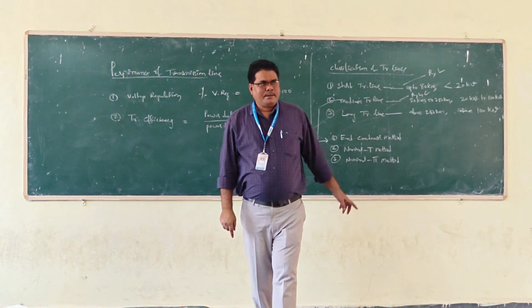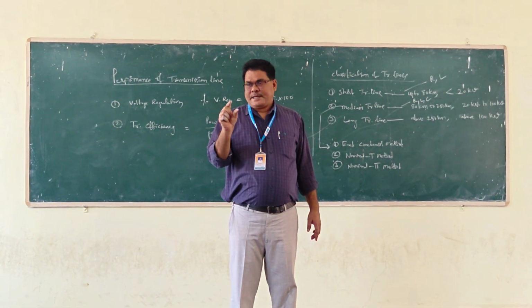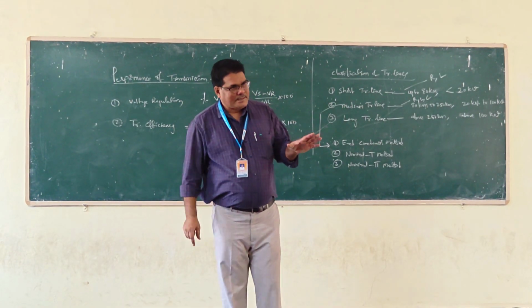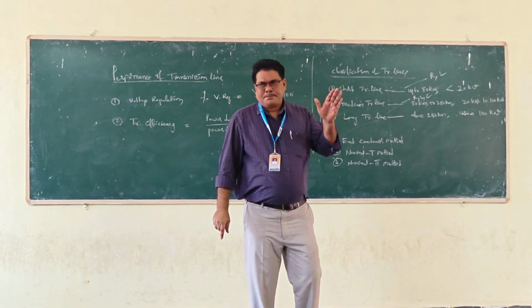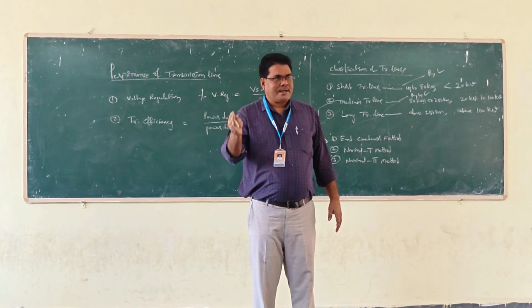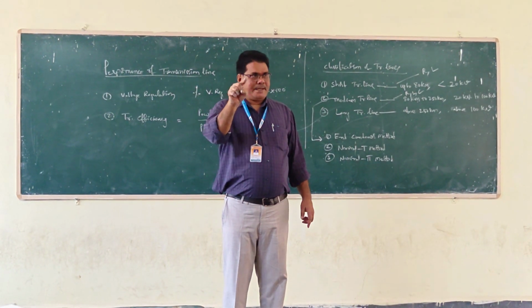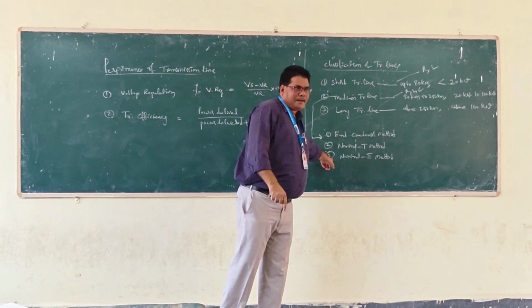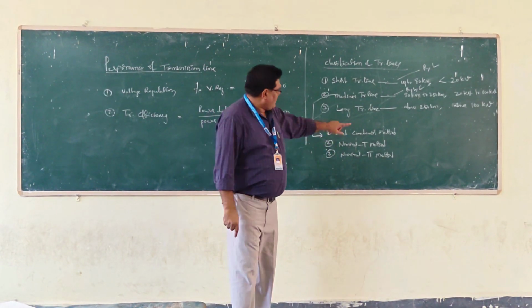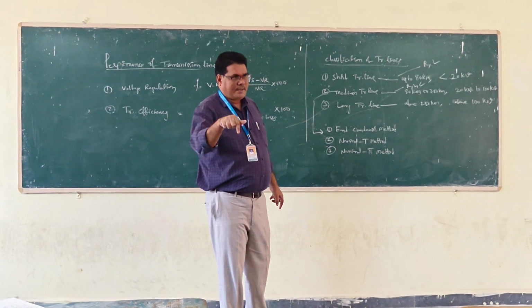The third method is the pi method. Pi means the capacitance is split between the sending end side and the receiving end side, both sides. It is shaped like the symbol pi, so that is called the nominal pi method. This is the analysis of the medium transmission line, today's topic.